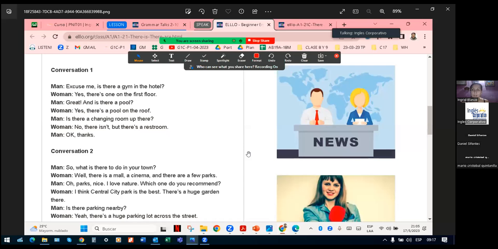Okay. Excuse me, is there a gym in the hotel? Yes, there's one on the third floor. Great, and is there a pool? Yes, there's a pool on the roof. Is there a changing room? No, there isn't, but there's a restroom. Okay, thanks.